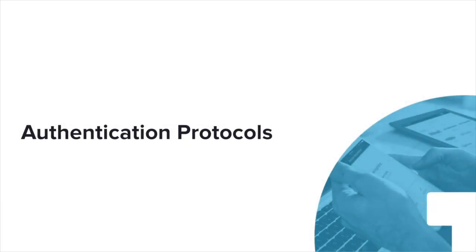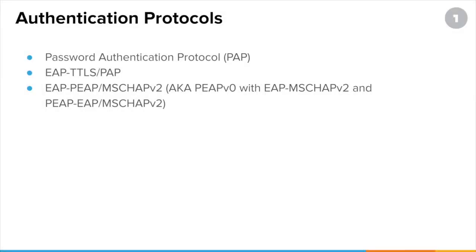Since we mentioned them, we should probably talk about the RADIUS authentication protocols that are supported by OneLogin's RADIUS implementation. So, three main options we have for authentication protocols when it comes to RADIUS: PAP, or Password Authentication Protocol, EAP-PAP, basically, or the EAP-PEAP MSCHAP v2 option.